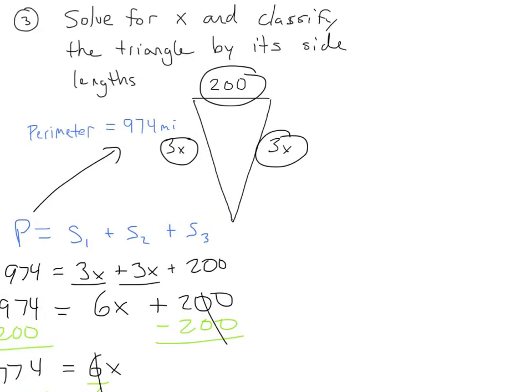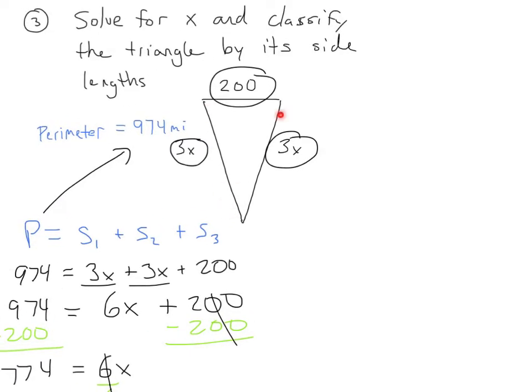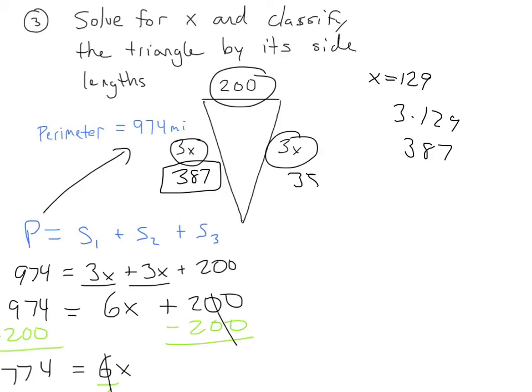And so what kind of triangle is this? Well, I got to know what these side lengths are, and this is 3x. And if x equals 129, then 3x must be 3 times 129, and that gets you 387. So this side is 387, that side is 387, and then we already know that's 200. So now that I know all three side lengths, what kind of triangle is it? Well, it's isosceles, because I have two sides that are the same, one that is different.